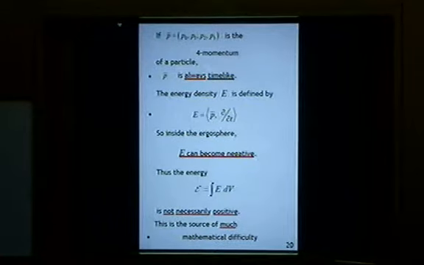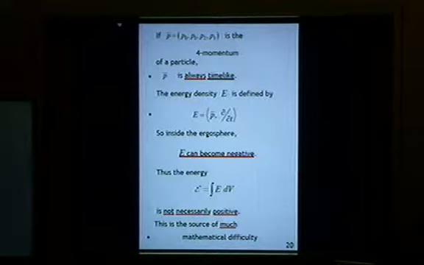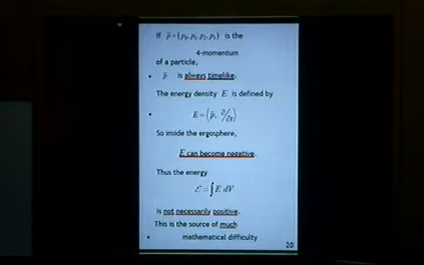And now, if you take p bar, the vector p0, p1, p2, p3, that is the 4 momentum. Everything is 4 now because time and space are equal coordinates of a particle. Then by mechanics, p bar is always a time-like vector, always. Now the energy density, capital E, is defined by the inner product of p bar and the vector d by dt, with the inner product taken in the Kerr geometry. So inside the ergosphere, because d by dt could become space-like, and so you're hitting a space-like against the time-like, it's possible that E can become negative.